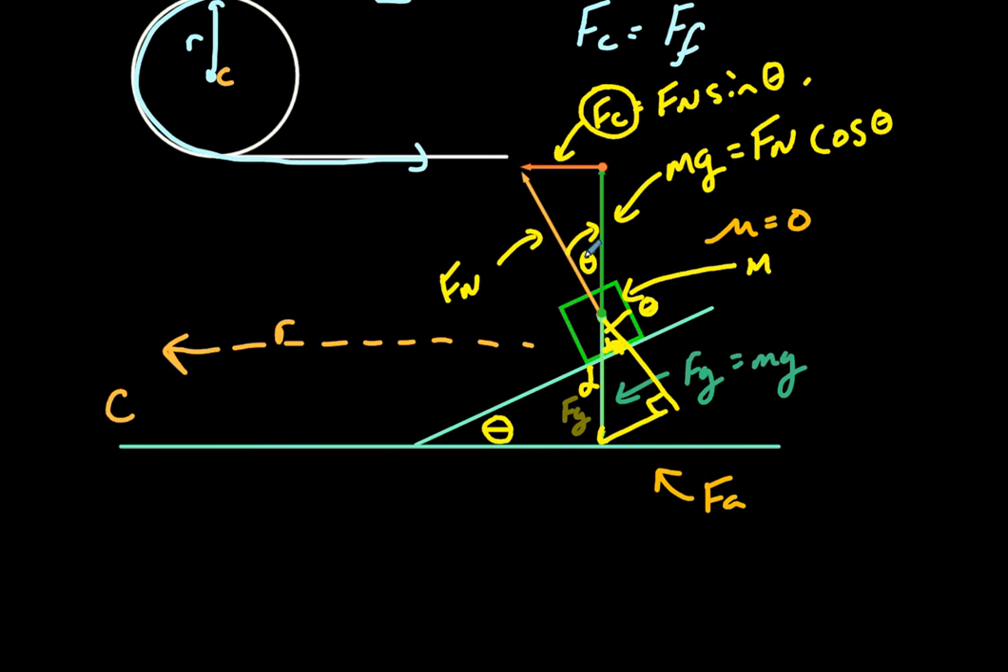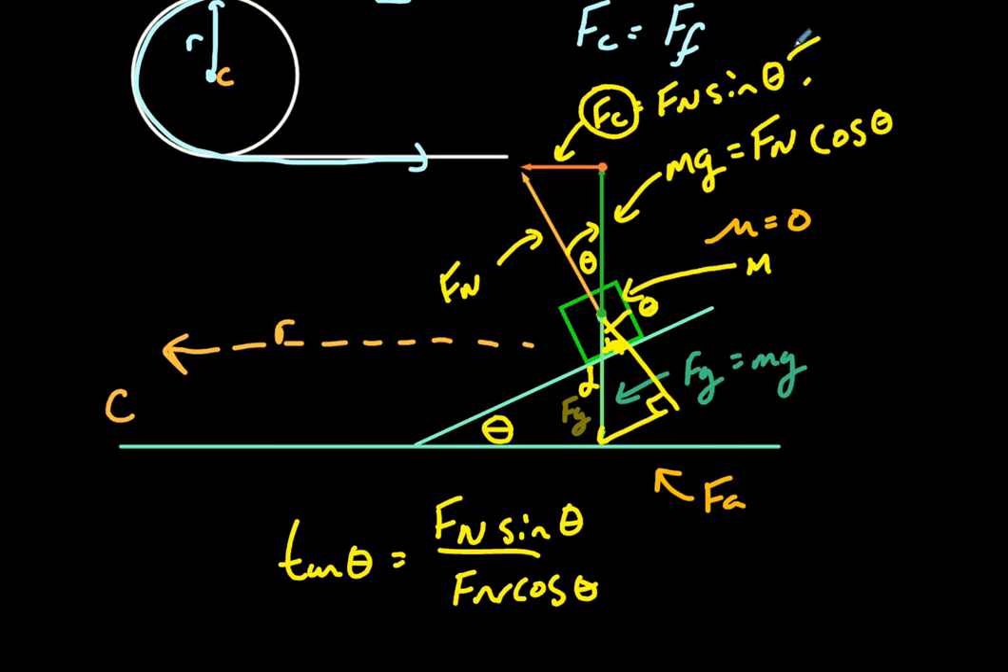We should be able to say that the tangent of the theta value is equal to the opposite over the adjacent. So it equals Fn sine theta divided by Fn cos theta. But actually, that's not exactly useful to us. Let's just do a rewrite. If this is equal to Fc, we should be able to say then that mv squared over r, right? That's our Fc value, is equal to Fn sine theta.